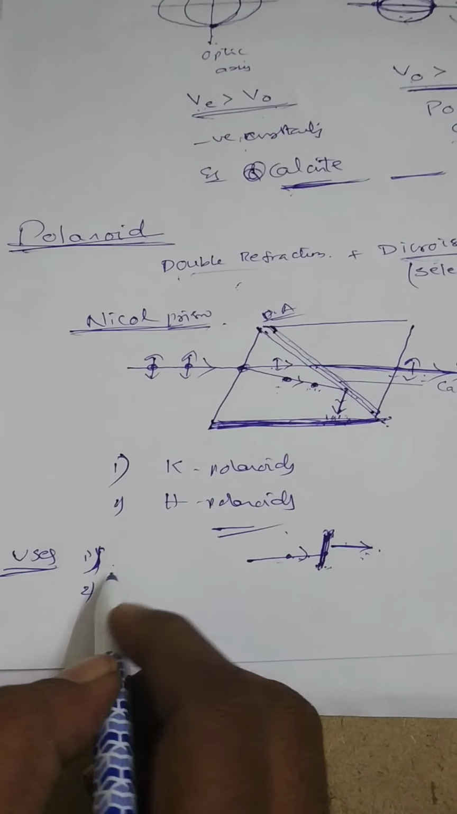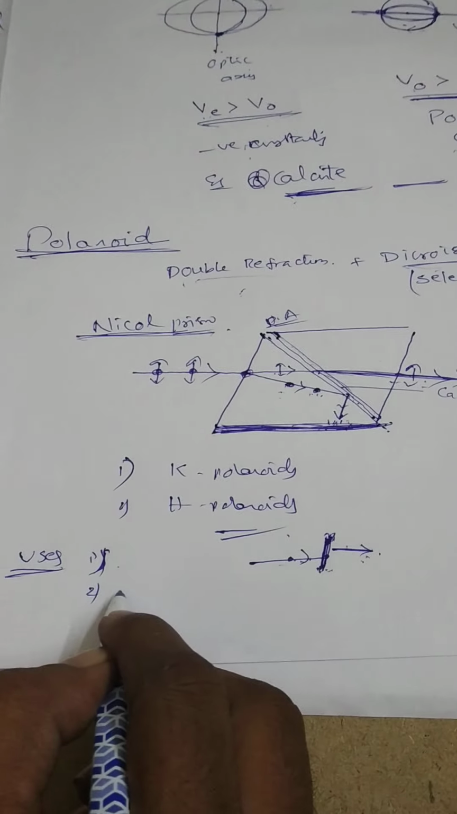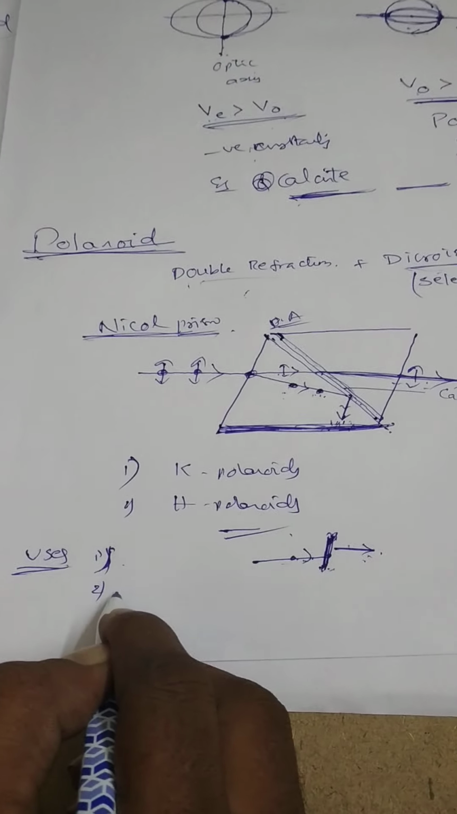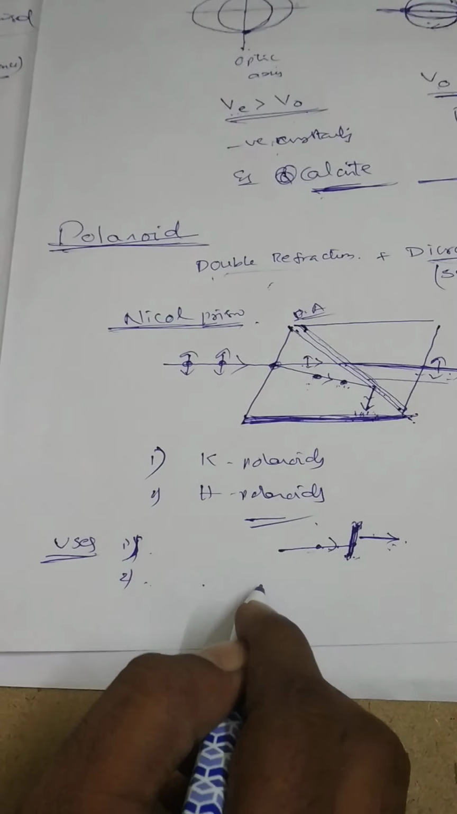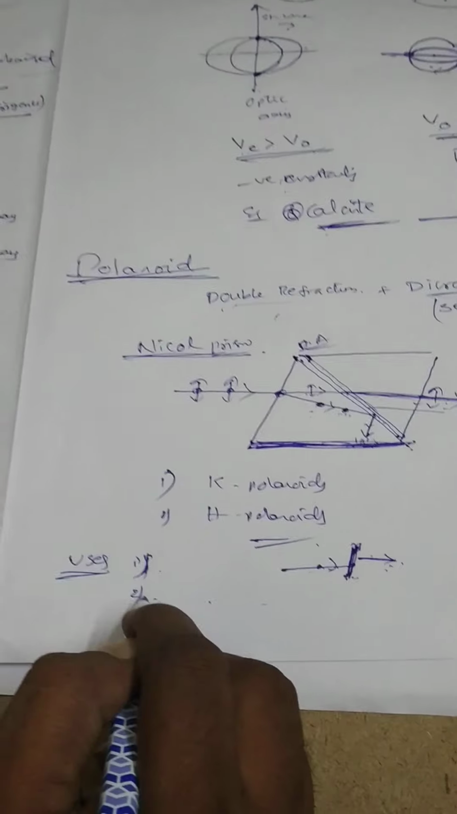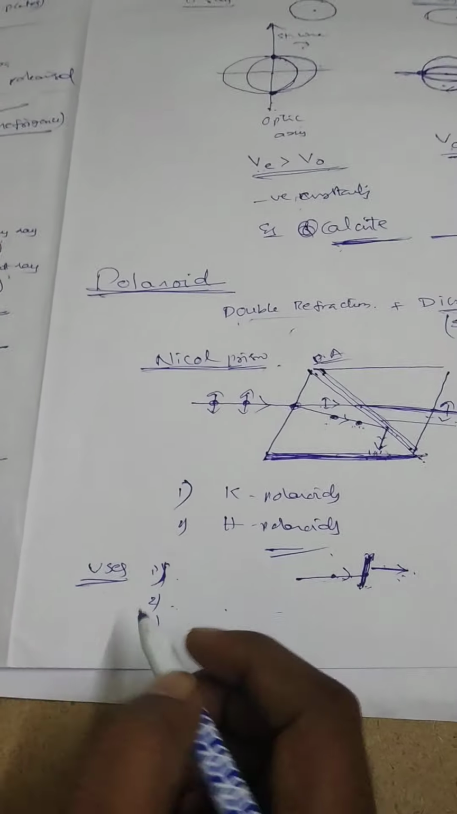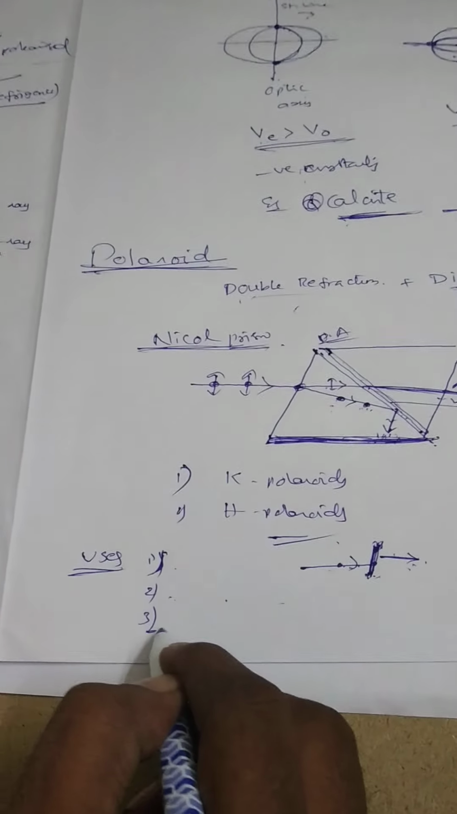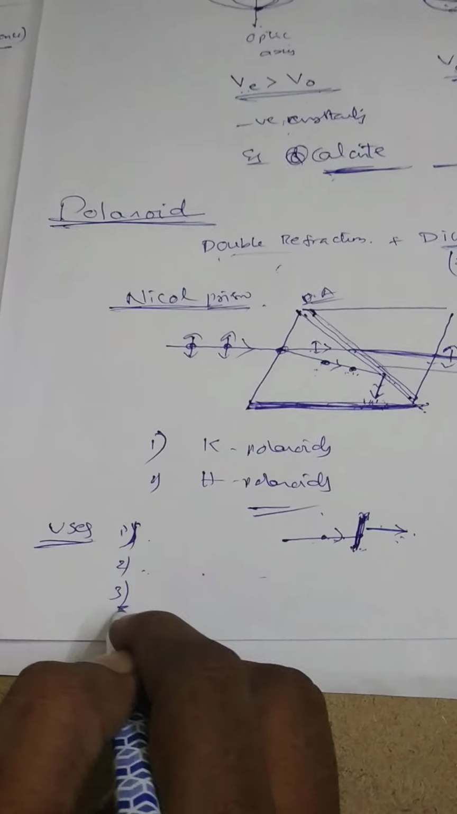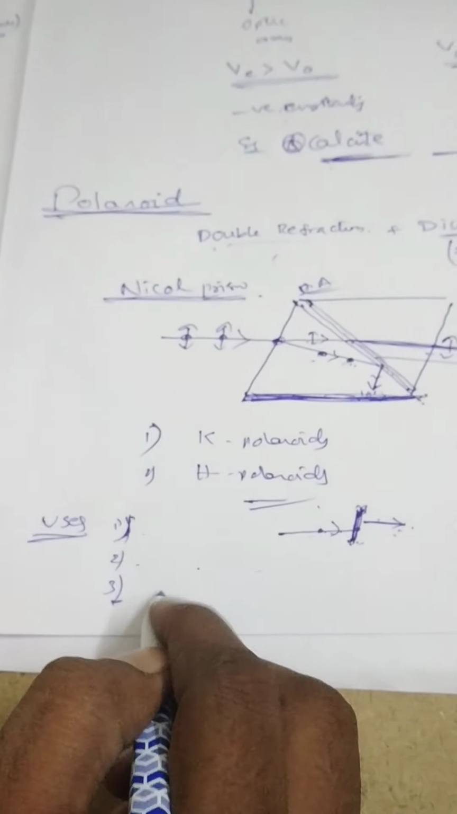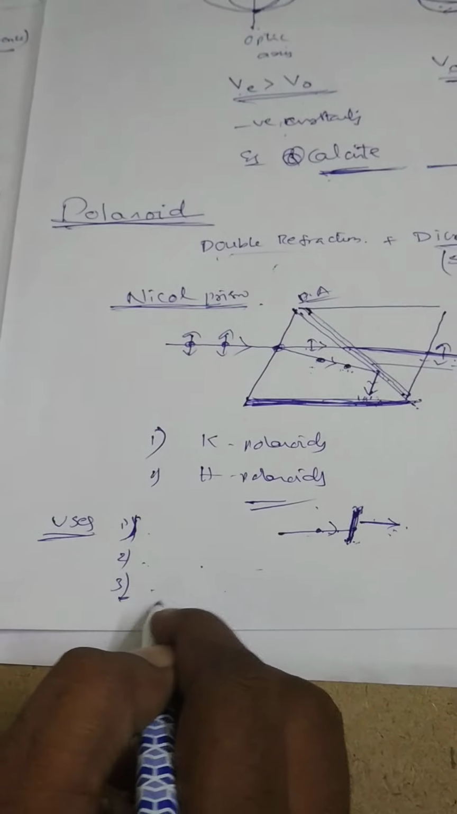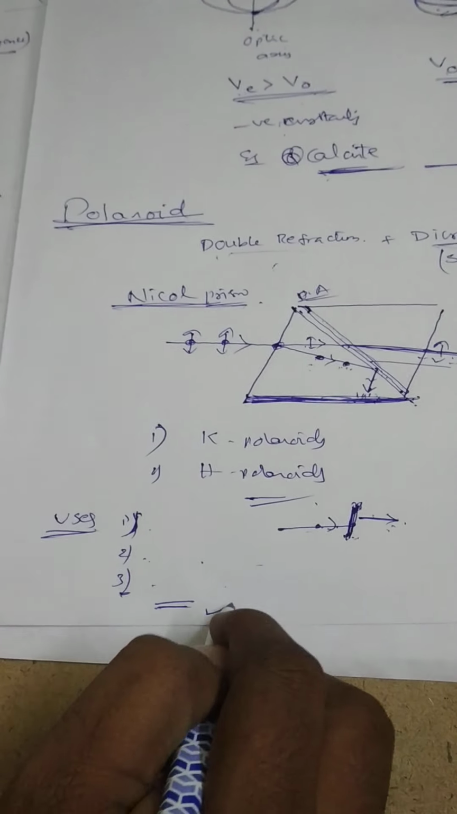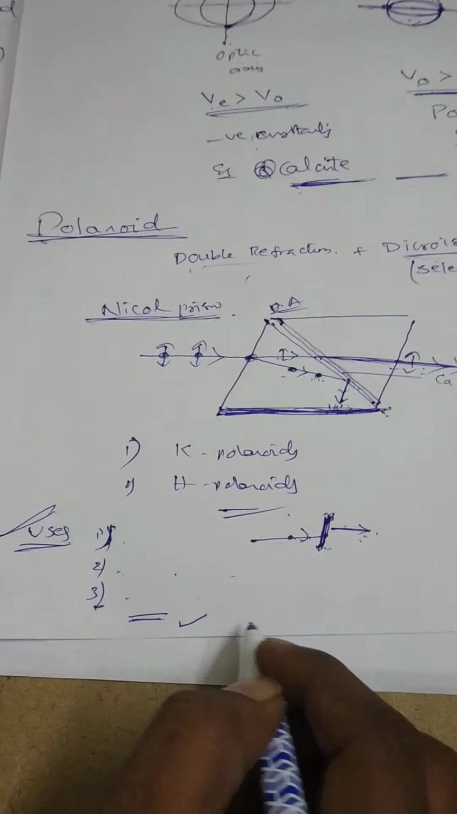Second one, Polaroids are also used to take 3D films and also to see 3D films. Third one, Polaroids are also used to identify the helical structures of nucleic acids. These are the uses of Polaroids.